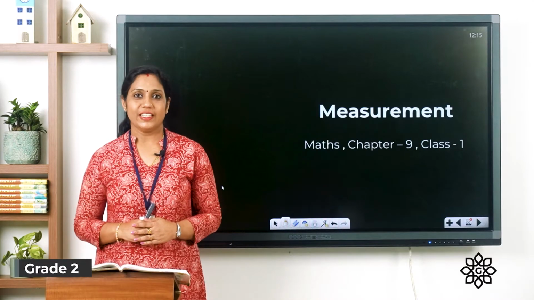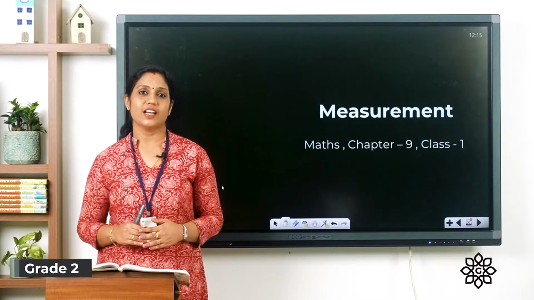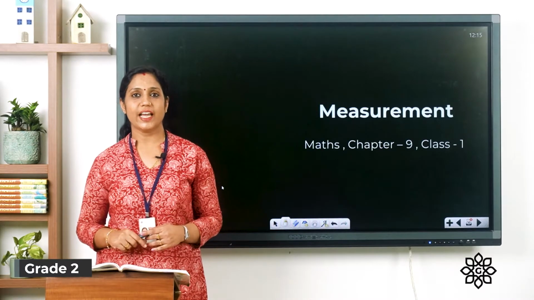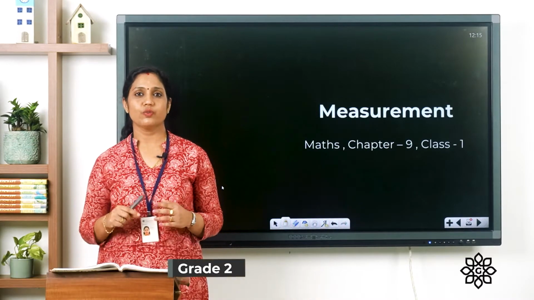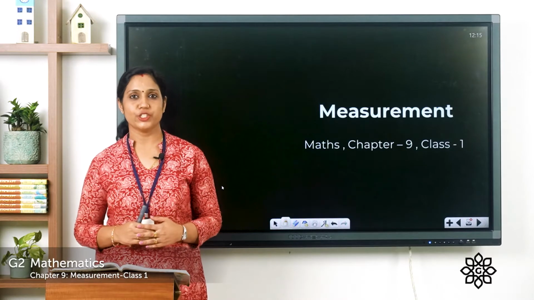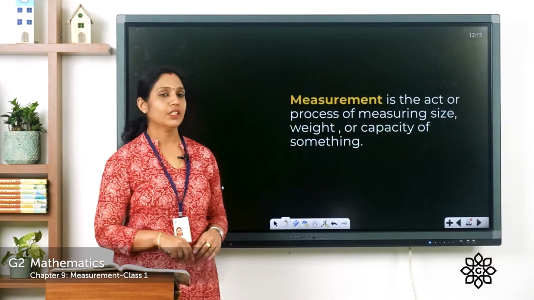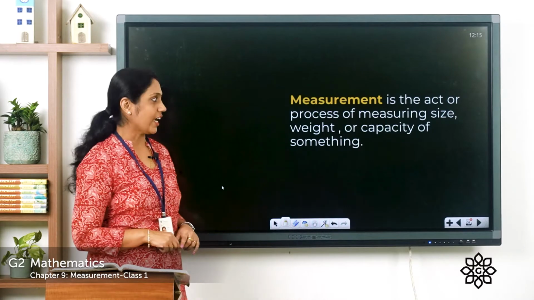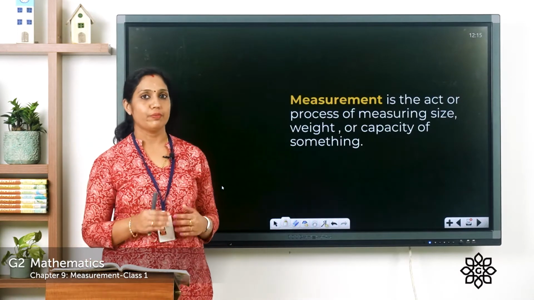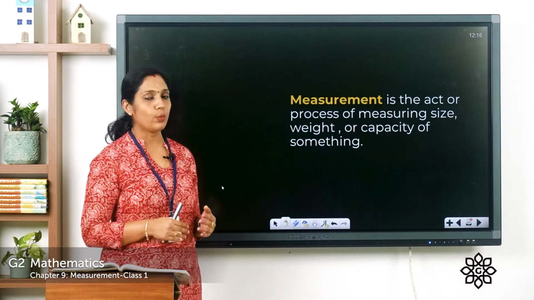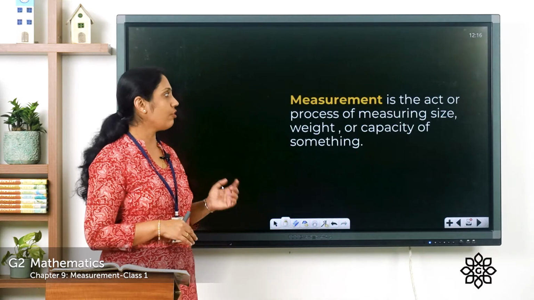Very good morning, children. Today in Maths, let's start a new chapter, Chapter 9, Measurement. So first let's learn what is measurement. Measurement is the act or process of measuring size, weight or capacity of something.